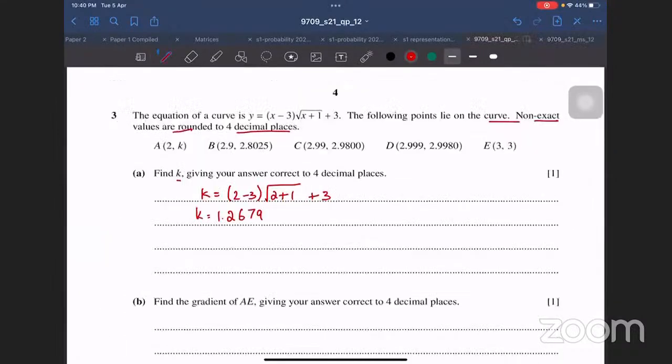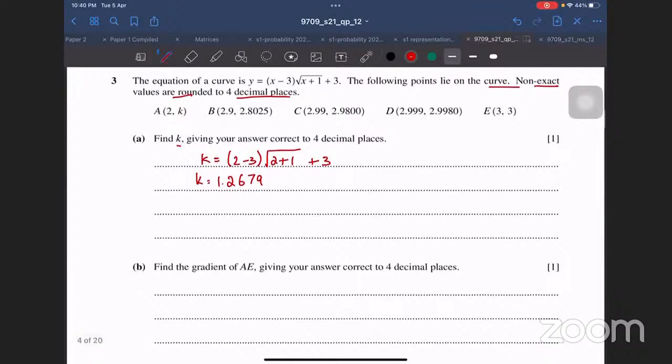Yes. Then it says find the gradient of AE, giving your answer correct to 4 decimal places. So talking about A and E. y2 minus y1 over x2 minus x1. That gives me 1.7321.